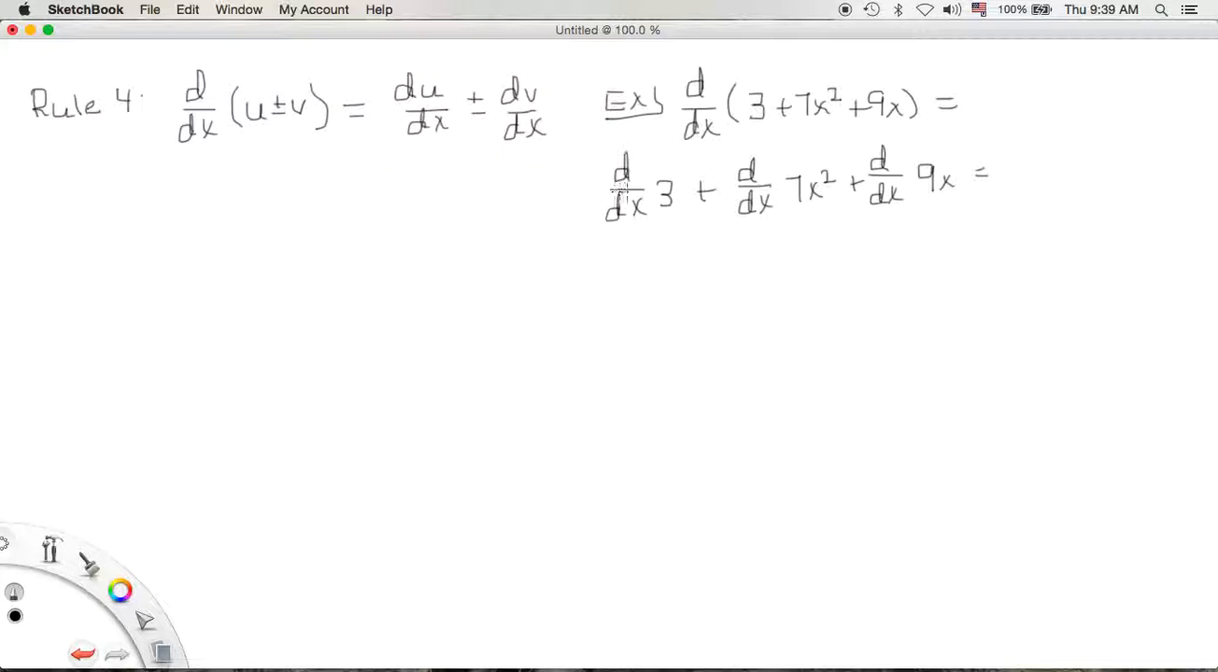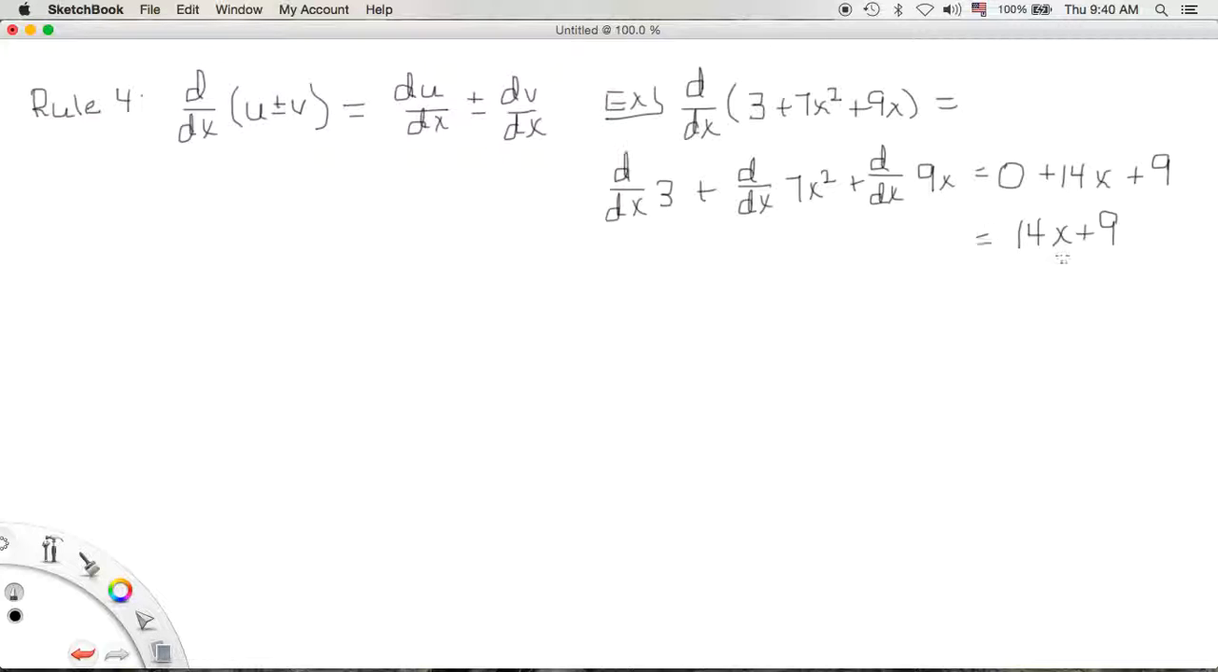Remember, this just means we're taking the derivative with respect to x. So the derivative of a constant is 0, plus, use that power rule, multiply by that constant out front, and then power rule for that one too. Bring the 1 down, and then it's to the 0 power, which is just 1. So your answer is just 14x plus 9.